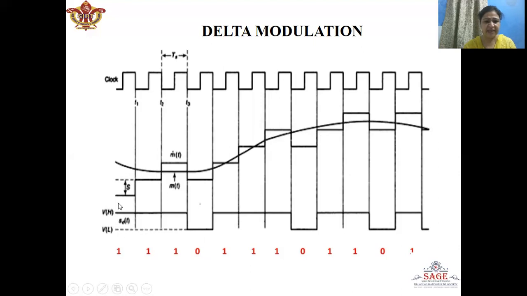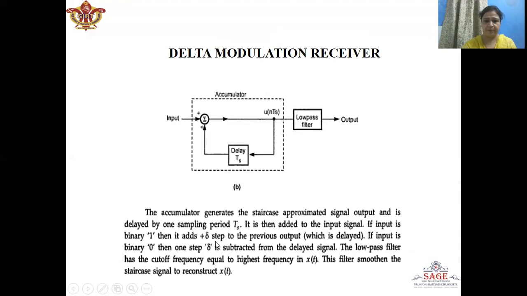Now here we can see that whenever the staircase waveform is added by plus delta, in that case bit 1 is transmitted, whereas when the output of the 1-bit quantizer is minus delta, in that case the bit 0 will be transmitted. Now this is the delta modulation receiver.